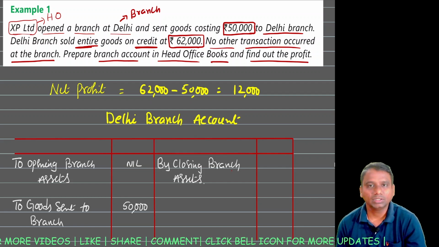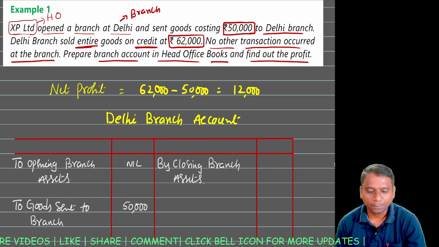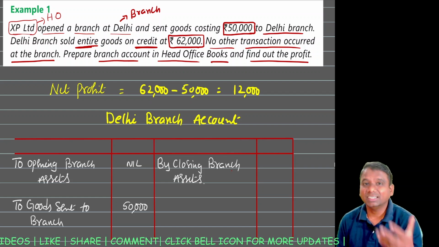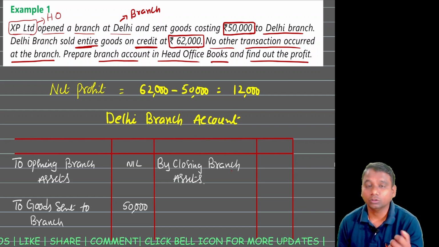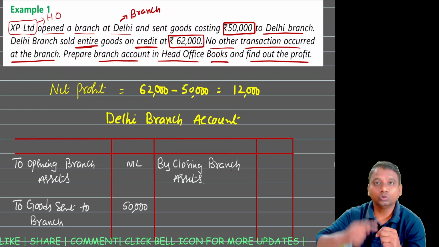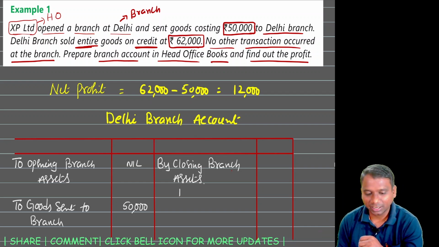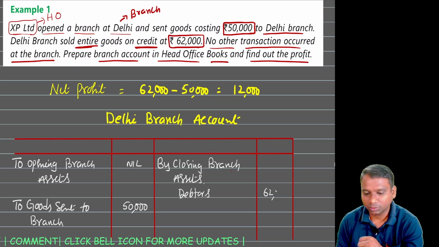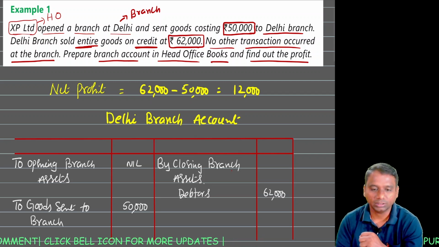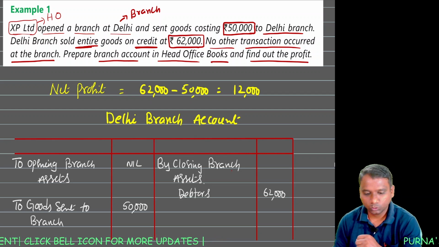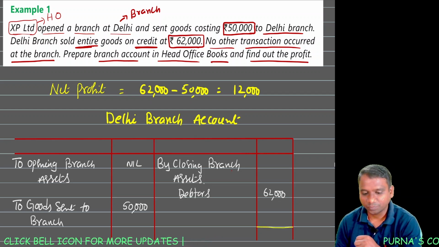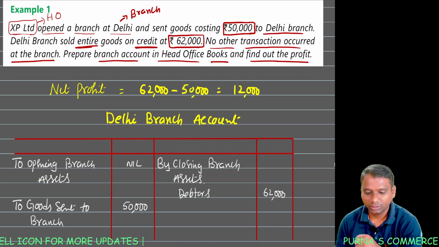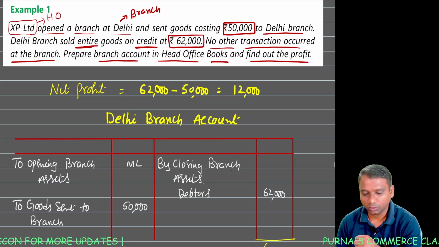Closing branch assets. Now you people tell me, do you have any stock? No. Do you have any cash? No. Why? Because the whole goods are sent on credit, so debtors. How much? 62,000. Now tell me, profit or loss?